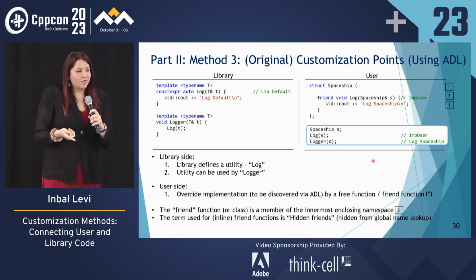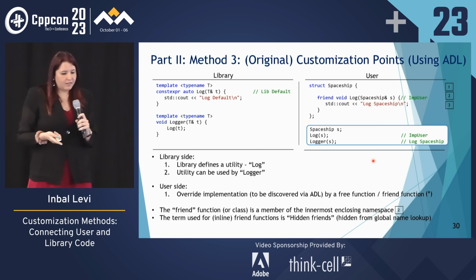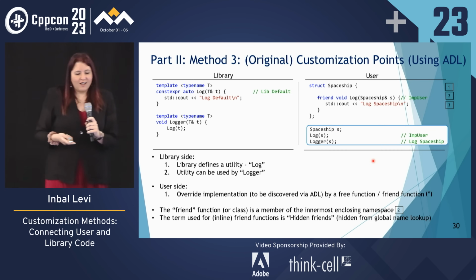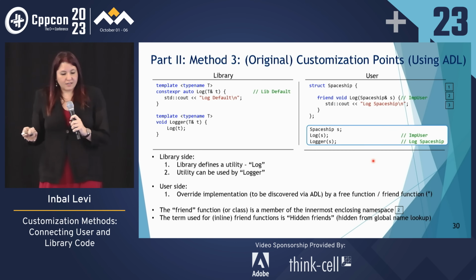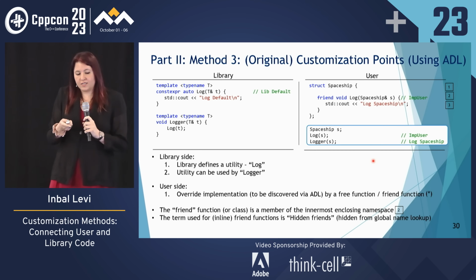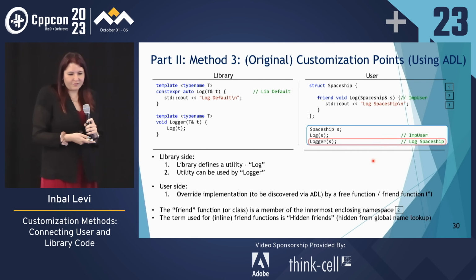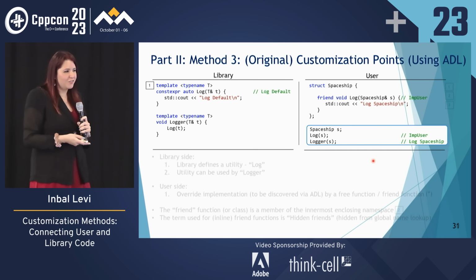And there's a term for it, so if you want to Google it, it's called the inline friend function. I haven't put an inline here, but please excuse me for the slide code. It is called hidden friends, and it's hidden in the sense that it's hidden from the global name lookup. Cool. So now we get the behavior that we wanted.